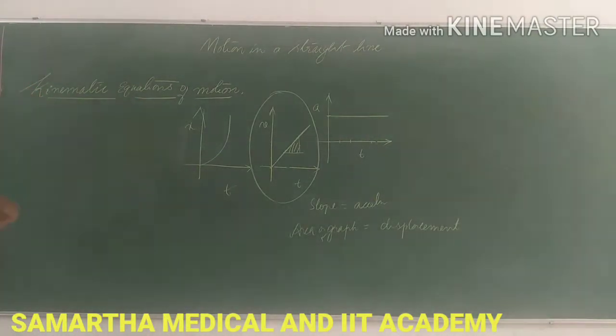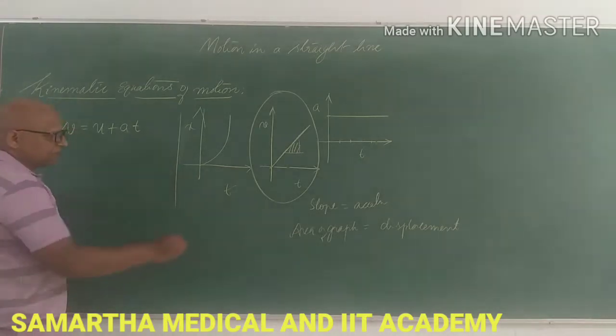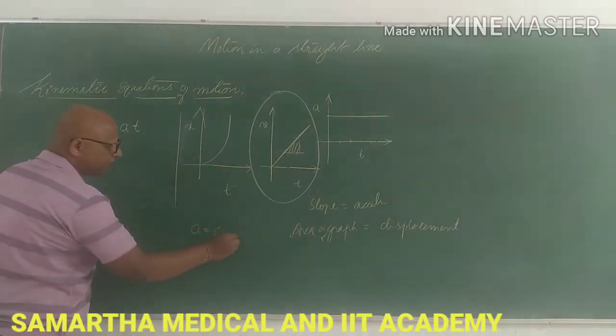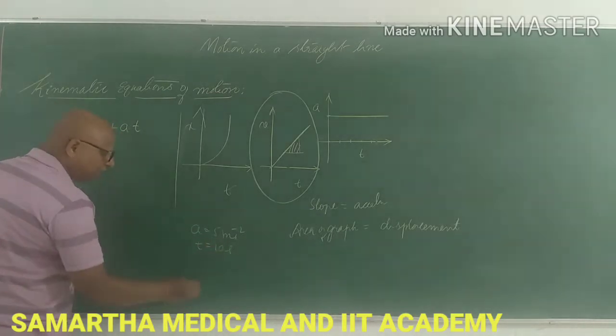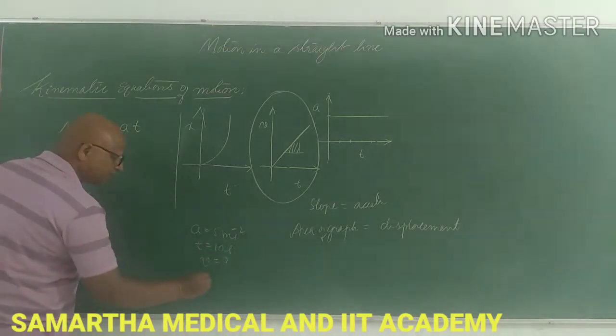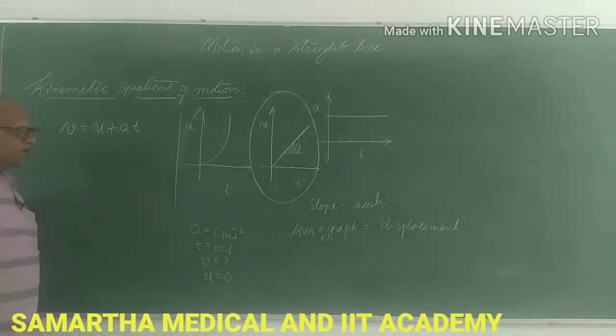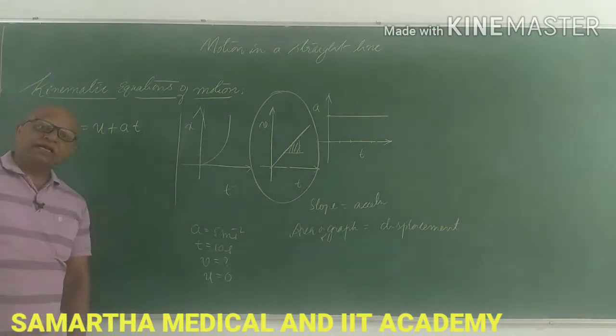What are these kinematic equations of motion? The first is V is equal to U plus AT, where V is the final velocity, U is the initial velocity, A is the acceleration, and T is the time. Suppose the acceleration of a car is 5 meter per second square. After 10 seconds, what will be its velocity if it starts from rest? This is the question I will ask.